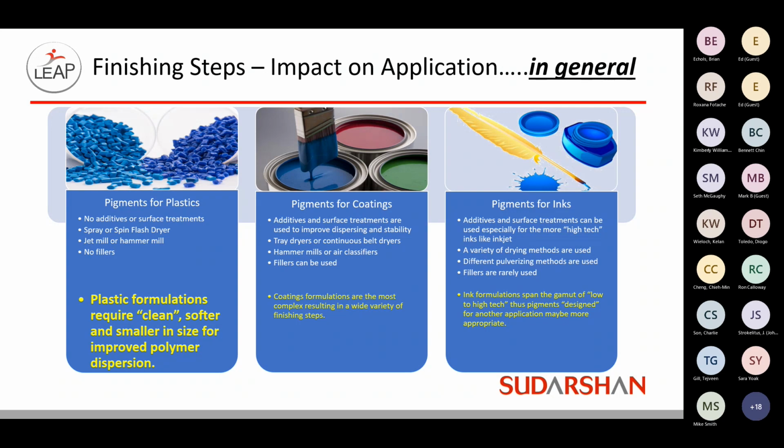However, in a general sense, pigments that are developed for plastic applications are typically cleaner in terms of their formulation. They are softer and smaller in size because we need to have improved and efficient dispersion. The extrusion process of plastics has a very short residence time for the dispersion. And so we need to make sure that the pigments that are chosen for that application are as dispersed as possible in that short residence time.